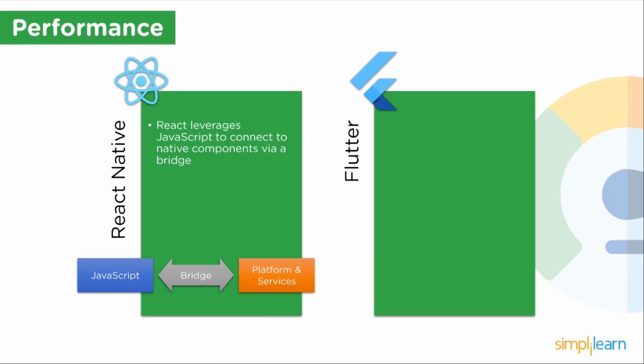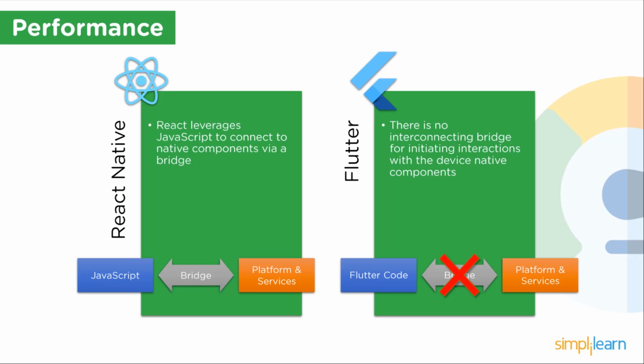From a performance perspective, React Native is built on and uses JavaScript out of the box, and that's the reason when you write any code in JavaScript that tries to access native services on that specific platform, it uses a bridge to do that. But Flutter, on the other hand, does not need any kind of bridge. So there's no concept of you writing Flutter code and then it using a bridge to connect to the native set of components to interact with.